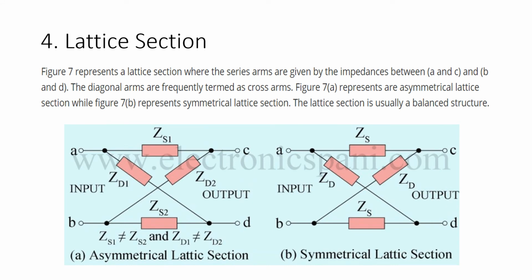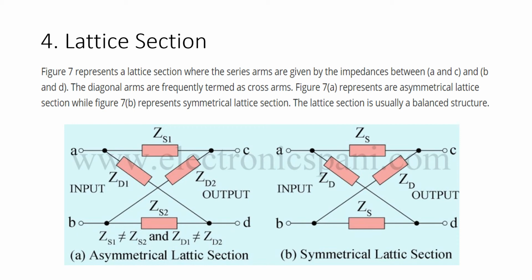Lattice section. This figure represents a lattice section where the series arms are given by the impedances between A and C and B and D. The diagonal arms are frequently termed as cross arms. One figure represents an asymmetrical lattice section, while figure 7b represents a symmetrical lattice section. The lattice section is usually a balanced structure.